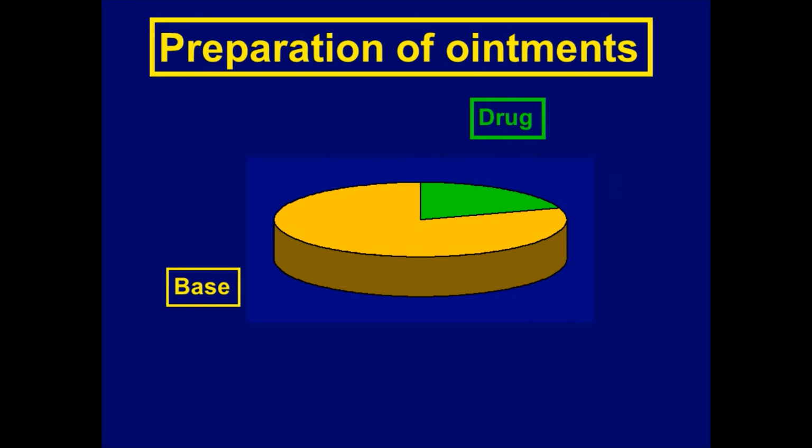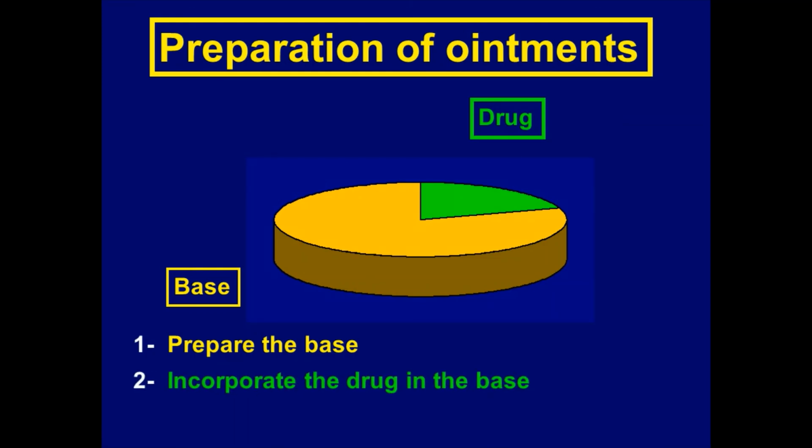Preparation of ointments. There are two methods for preparation of ointments, and the choice of which method depends on the nature of the base. Do you remember the old classification of ointment bases? They classified ointment bases into hydrous and anhydrous. And we are talking about ointment base because we know that an ointment is composed of an ointment base containing the drug. So, to prepare an ointment, first prepare the base, then incorporate the drug in this base.